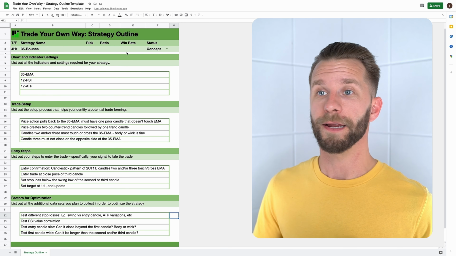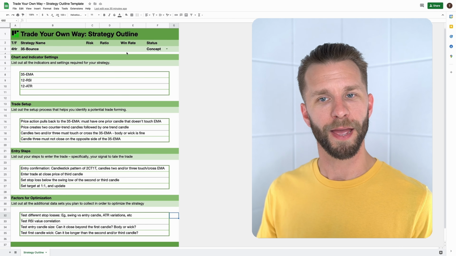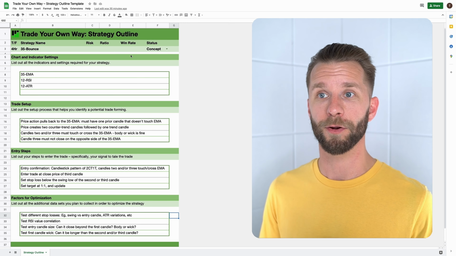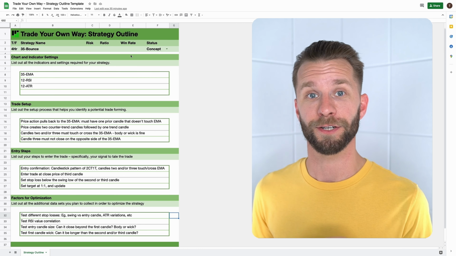This strategy outline is in pretty good shape, so I'm comfortable to move on. We'll be able to come back and update a few of these entry steps and the ratio and win rate once we've done all of our testing and optimizing. For now, let's go see how this strategy performs.